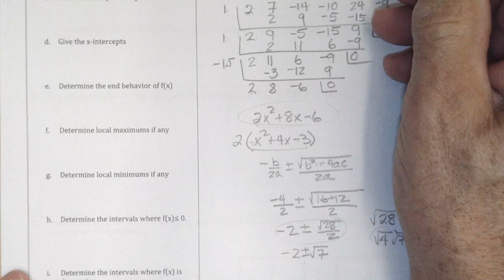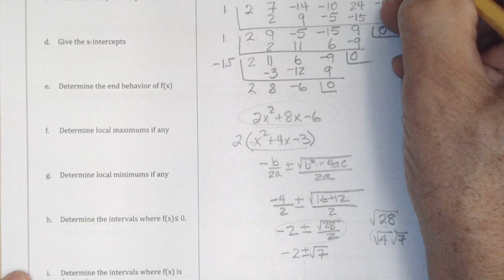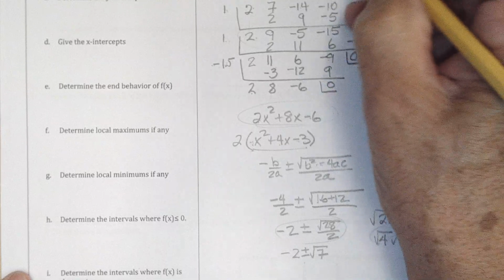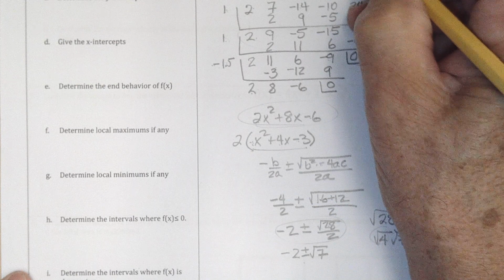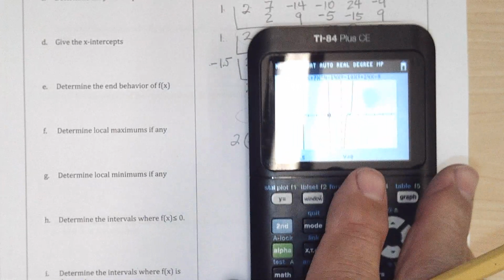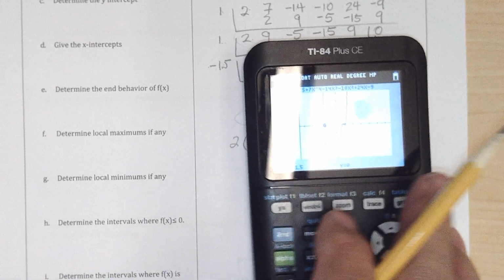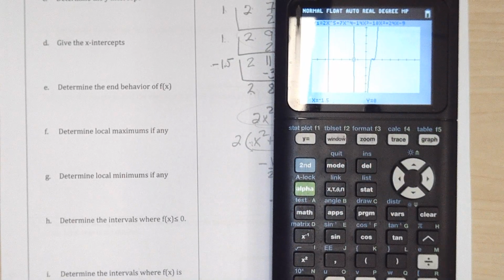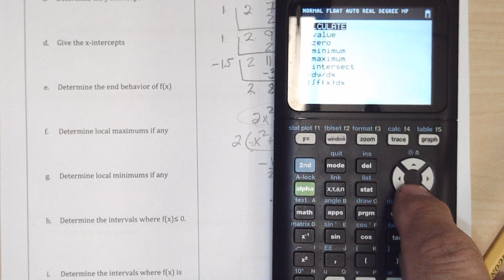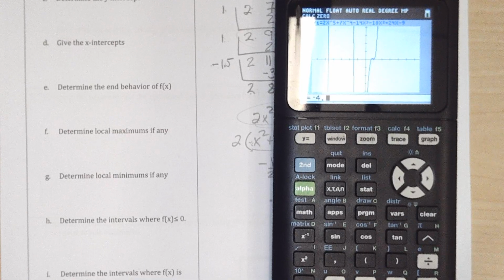Now, the decimal values for these, I think this is minus 4.6 something, and the decimal value for this one was 0.6 something. Those are the ones if I found those on a calculator. Let's see, this one's between minus 5 and minus 4. I can find those by going second, calculate the zero. That's between minus 5, enter, and minus 4, enter. My guess is minus 4.5.